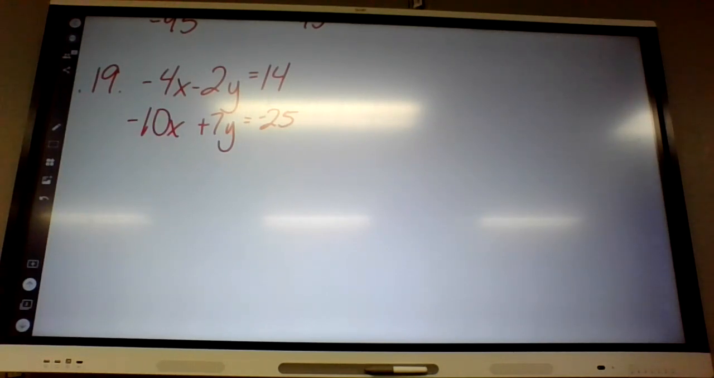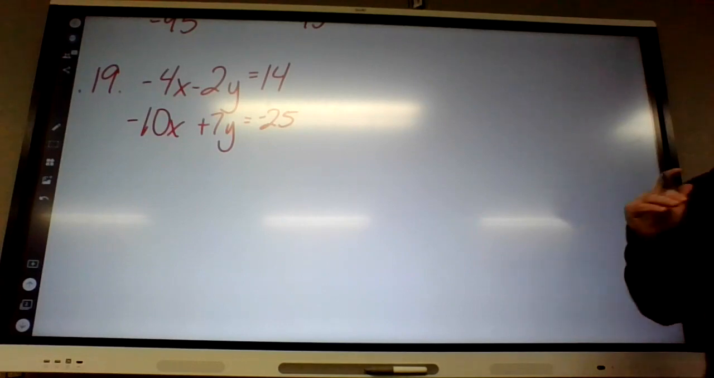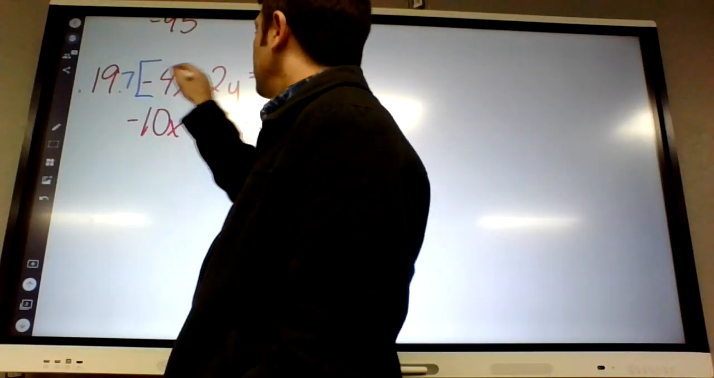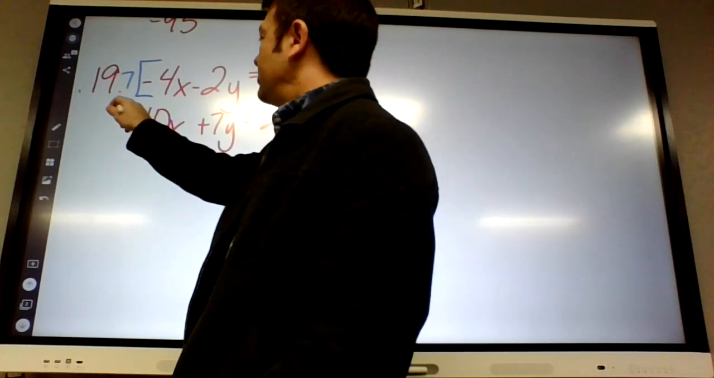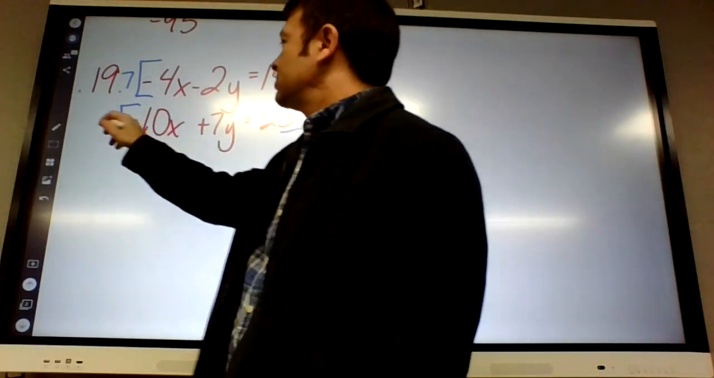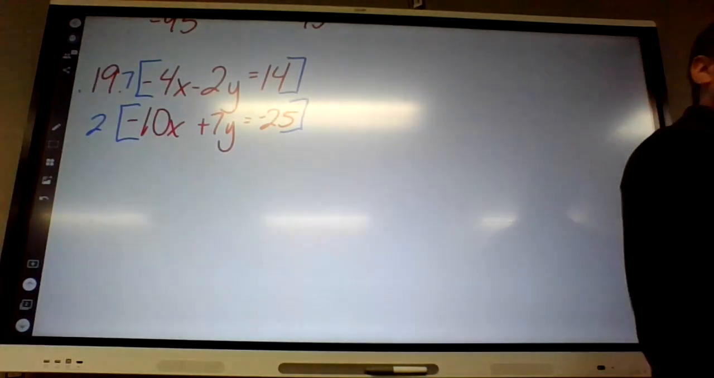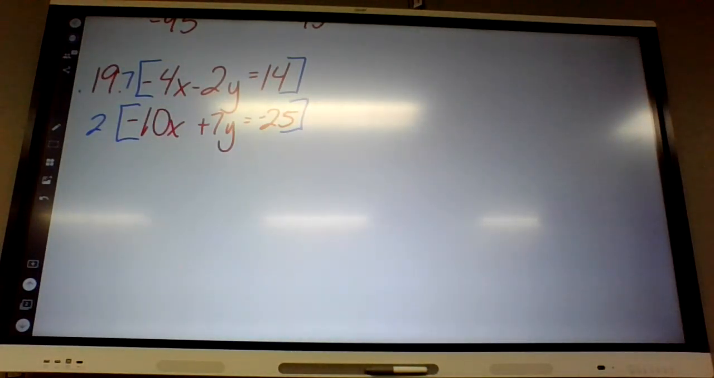So if you wanted to get rid of the y's, what can 2 and 7 both turn into? 14. So what should I multiply the top line by? 7. And what should I multiply the bottom line by? 2. Easy as that. If you did the x's, 4 and 10 both go into 20.